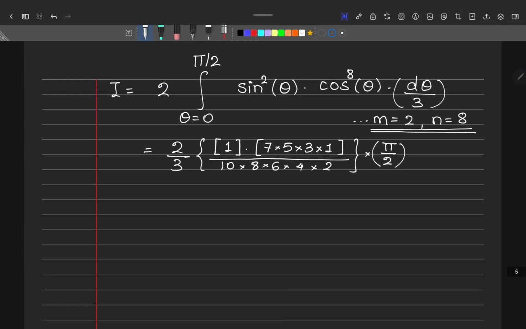Since this is an even number, we take the product of all even numbers 2, 4, 6, 8 till 10. So if you simplify this, what do we get? 2 gets cancelled, here 3 gets cancelled, this will be 2. So what do we get? This answer will be 7 pi by 384. This will be your required answer. So that's how we are going to solve this example by using substitution. Is it clear?